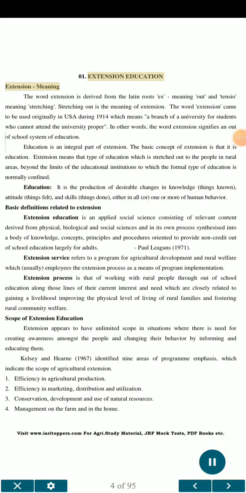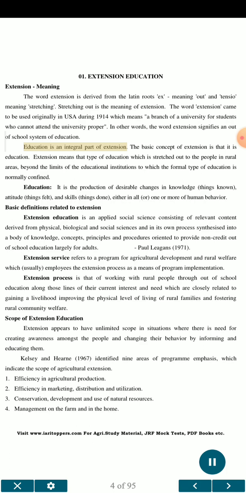01. Extension education. Extension, meaning. The word extension is derived from the Latin roots ex, meaning out, and tensio, meaning stretching. Stretching out is the meaning of extension. The word extension came to be used originally in USA during 1914, which means a branch of a university for students who cannot attend the university proper. In other words, the word extension signifies an out-of-school system of education.